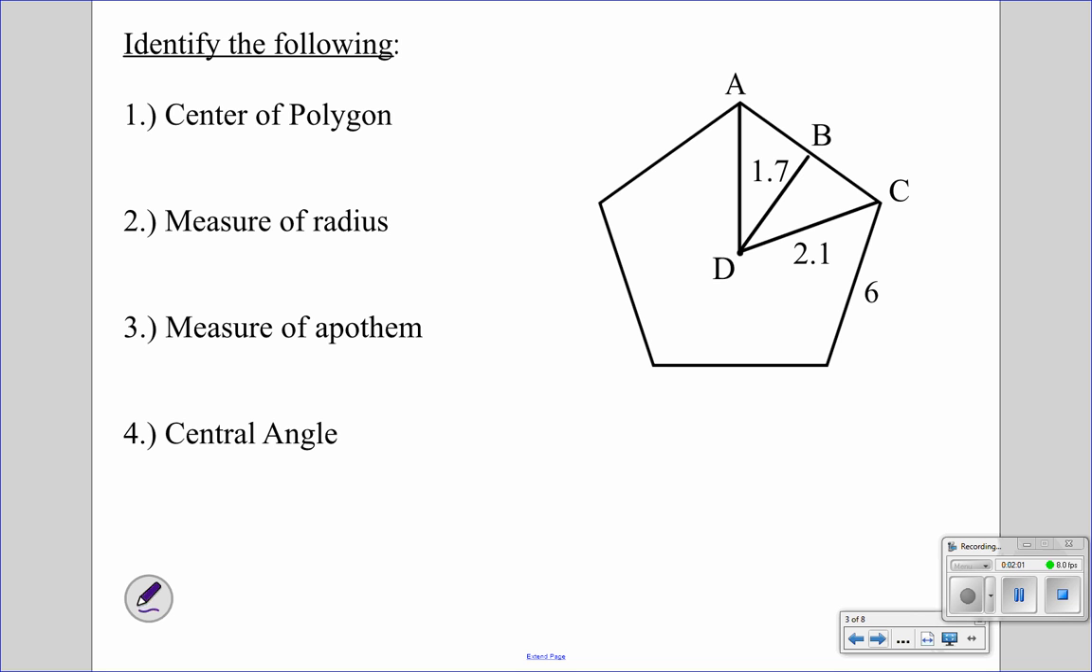The center of the polygon for this one is point D. The measure of the radius is 2.1. The measure of the apothem is 1.7. And the central angle is the 2 radii from here to here. So that's angle ADC.